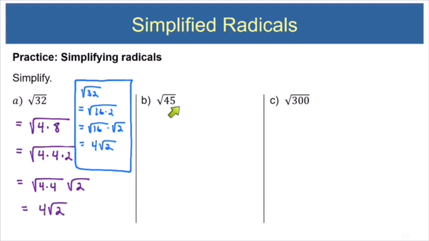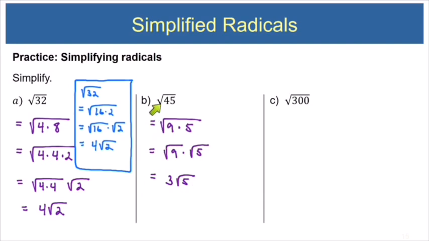On part B, we have square root of 45. So probably the first pair of factors that comes to mind for 45 is going to be 9 times 5. And then we split this up so that each number has its own radical. And the square root of 9 is 3. And the square root of 5 is not a whole number, so that stays under the radical. And the final result is 3 times the square root of 5.